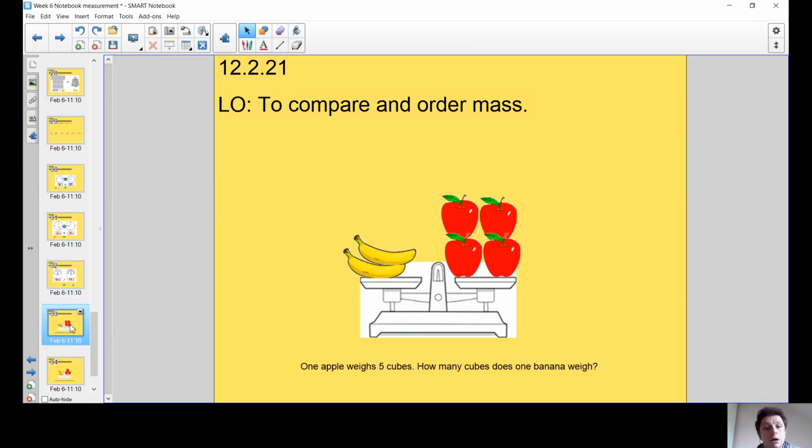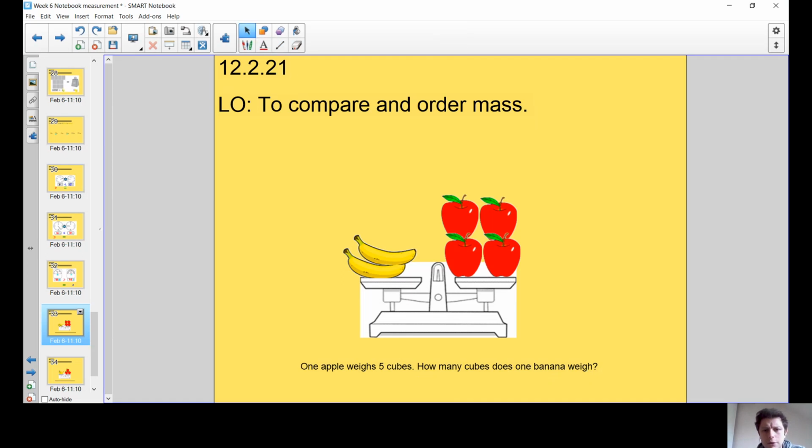We can also do a couple of problem-solving challenges here. Let's look at our balance scale first. We need to check that it is balanced. Is it nice and flat? Yes, so these two sides are equal. So 2 bananas is the same as 4 apples on this scale. It says 1 apple weighs 5 cubes. How many cubes does 1 banana weigh?